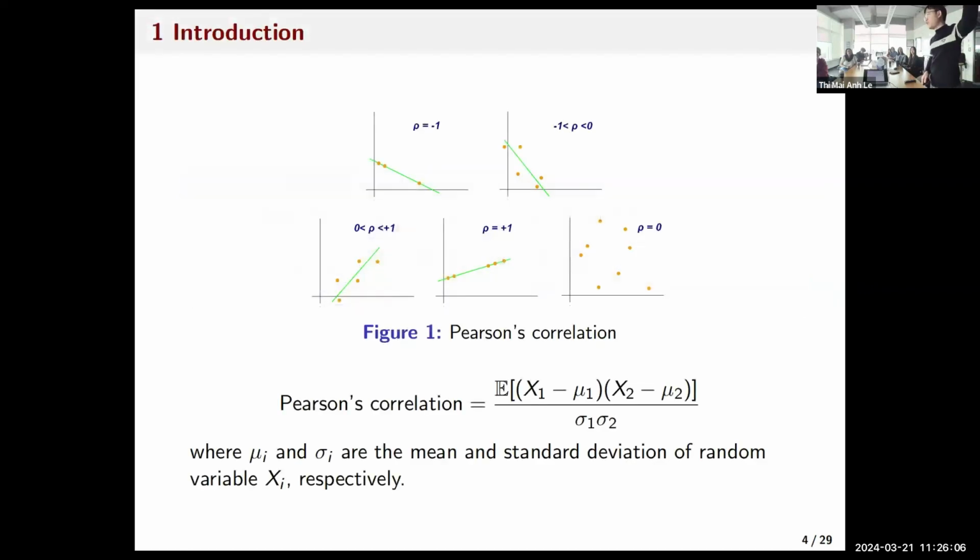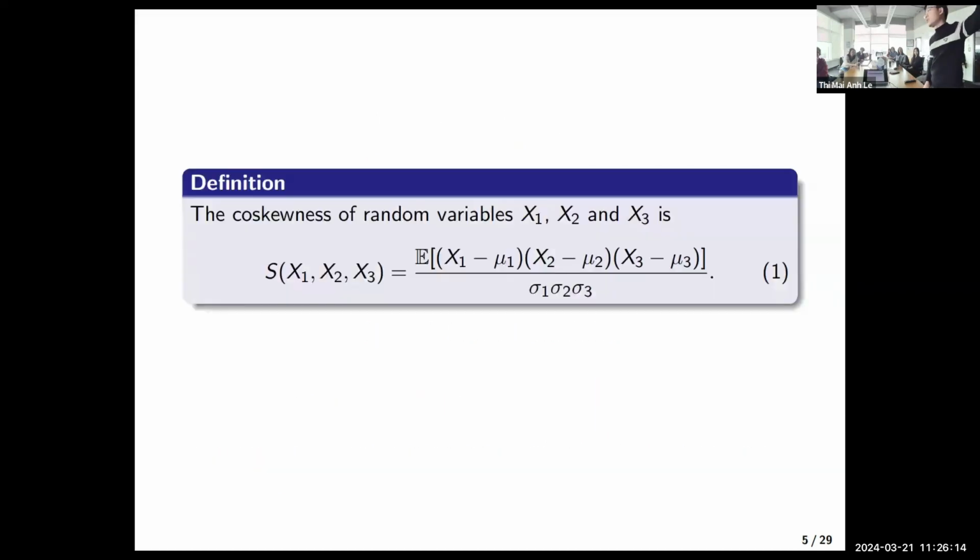So we are much more familiar with the correlation coefficients. Then we are curious about what the mathematical properties of the coskewness are, because it's less well known. That's why we started this project about the coskewness.